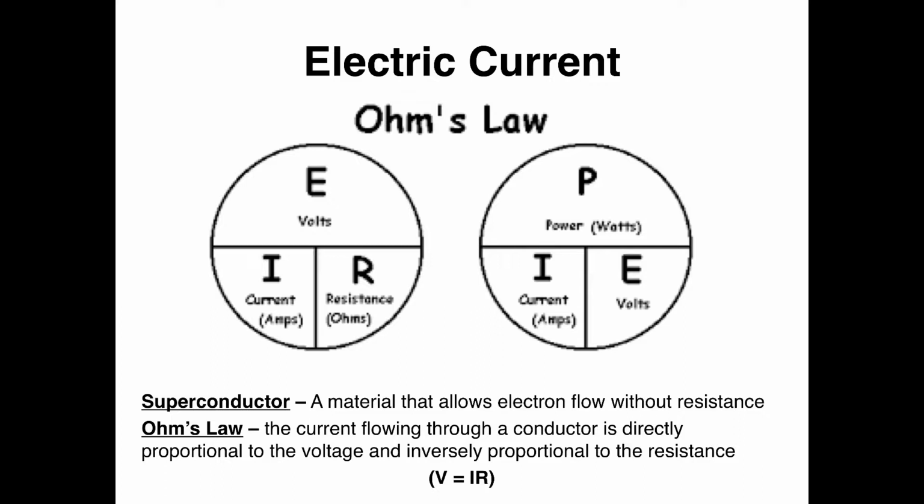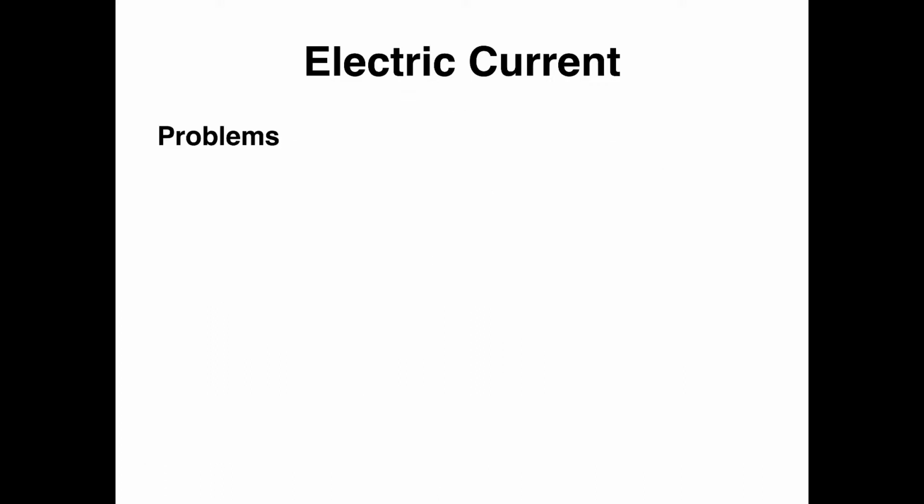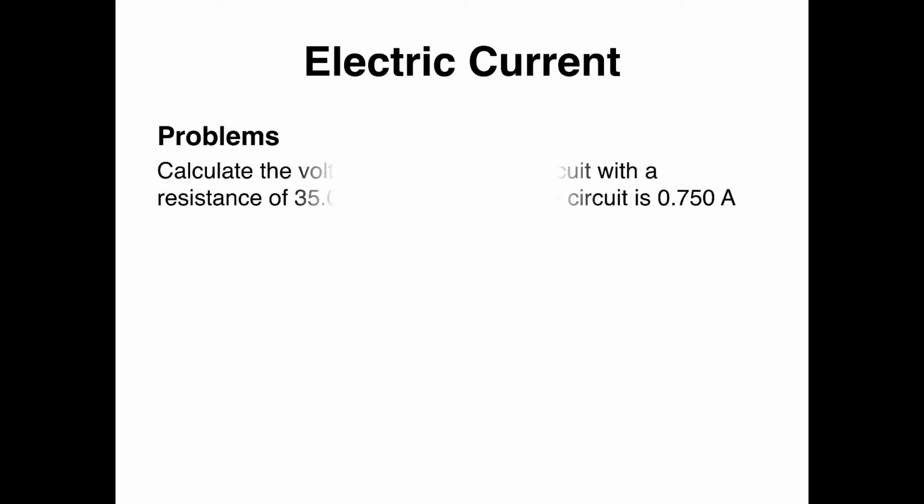Similarly, you can set up a similar triangle with voltage times amperage in relationship to power. Power is equal to voltage times amperage. Voltage is equal to power divided by current, and amperage is equal to power divided by voltage. So these two circles, you can use these to help remember the formulas that we'll be using on quiz or test in relationship to this material. So let's take a look at a couple problems here.